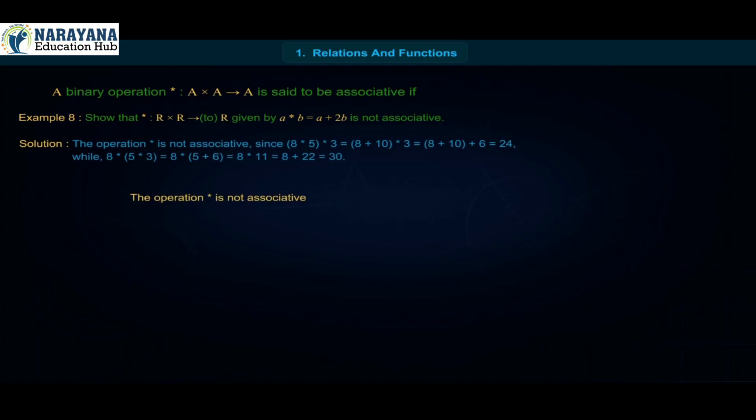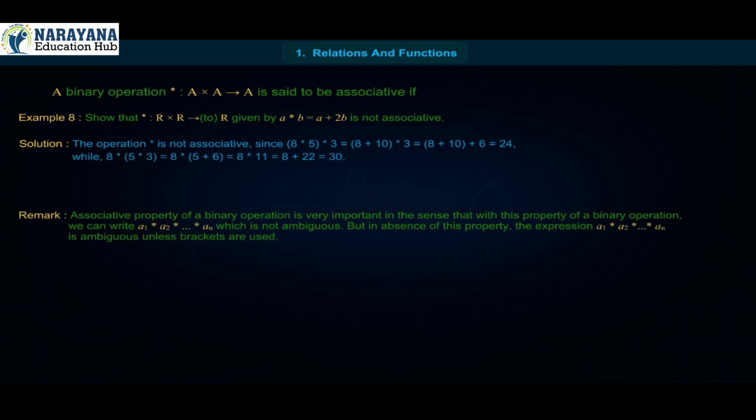Solution. The operation * is not associative since (8 * 5) * 3 = (8 + 10) * 3 = (8 + 10 + 6) = 24, while 8 * (5 * 3) = 8 * (5 + 6) = 8 * 11 = 8 + 22 = 30.